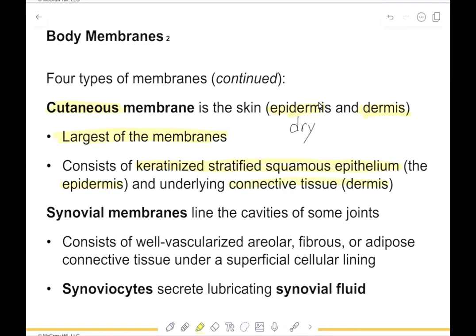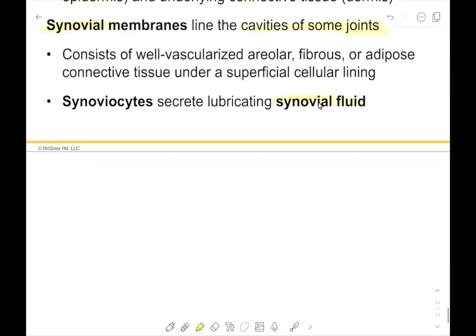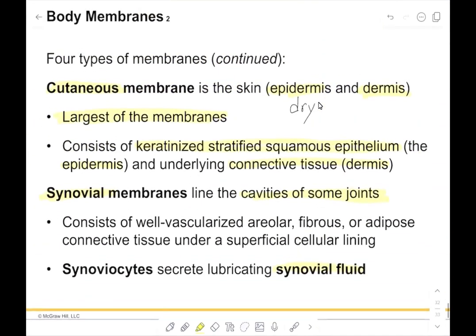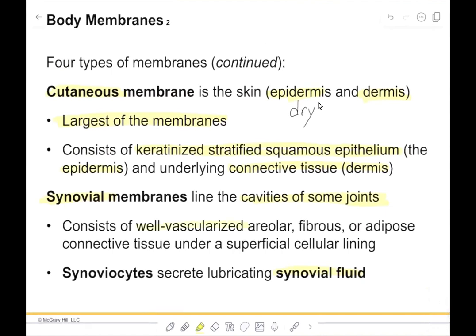And then finally, the last of the membranes is the synovial membrane, which lines the cavities of some joints. And there is synovial fluid that's produced that helps to nourish that cavity. So it's well vascularized, areolar, fibrous, and adipose connective tissue all together.